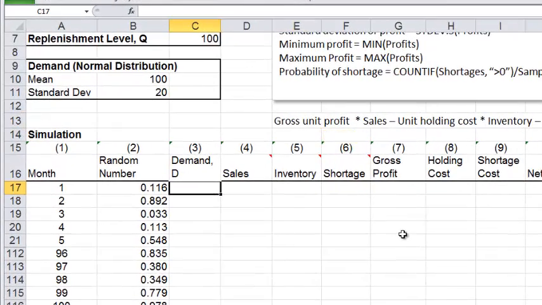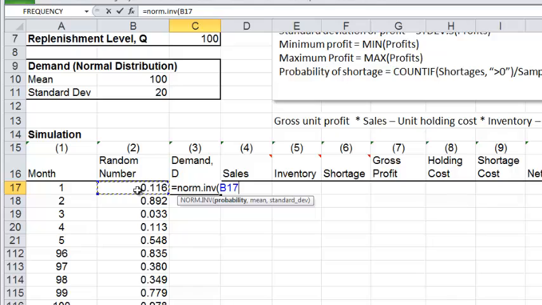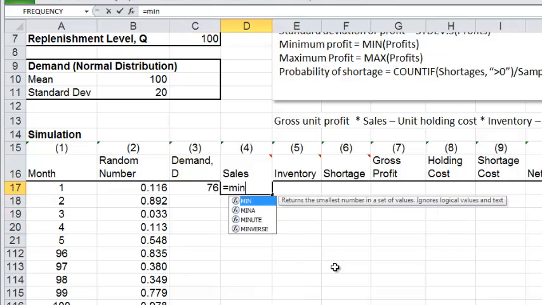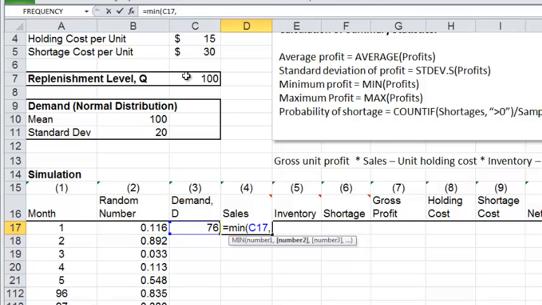We've done this before. We use the NORM.INV function. Random number for probability. And then the mean, dollar signs, comma, standard deviation, dollar signs. Close the parentheses. What we'll do is we'll fill in the entire first row and then just copy everything down to the rest of the rows. Sales is the smaller between the demand and the replenishment level, Q. And we need dollar signs for that because we're going to copy it down and we want the reference to Q to remain fixed.